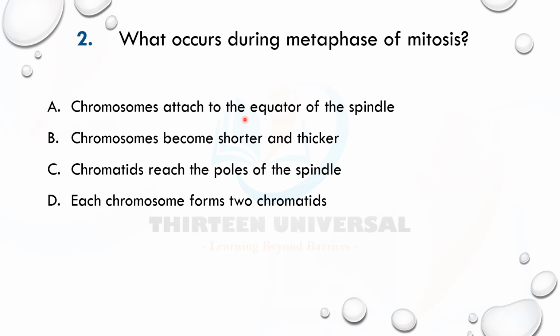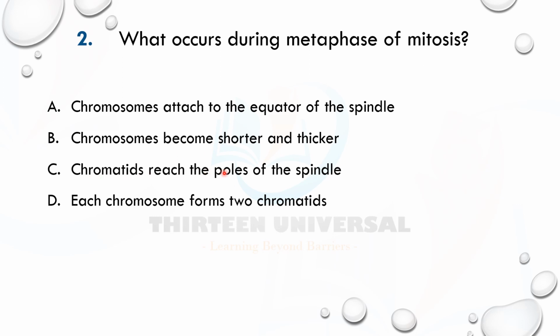At metaphase, of course, chromosomes line up at the equator. That is the most significant feature of metaphase. But look at this: chromosomes become shorter and thicker. This is prophase, right? Chromosomes condense and become shorter and thicker. This is for prophase.